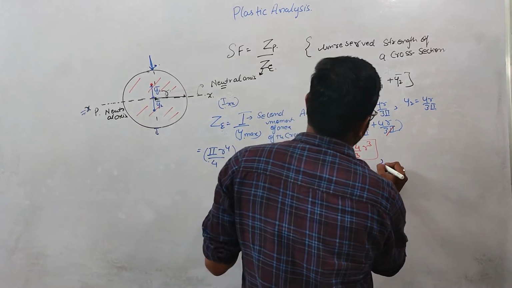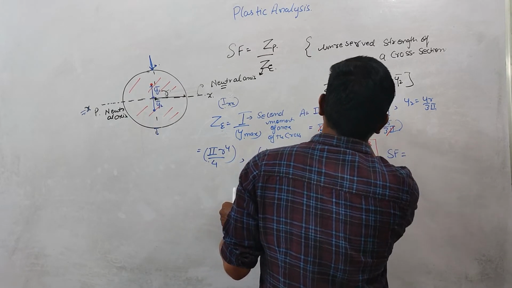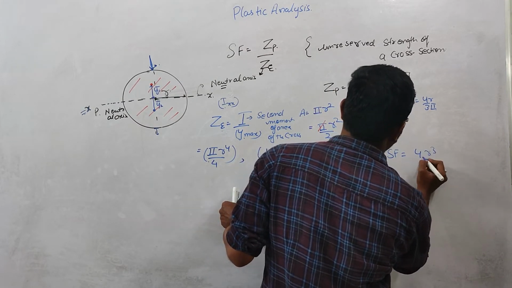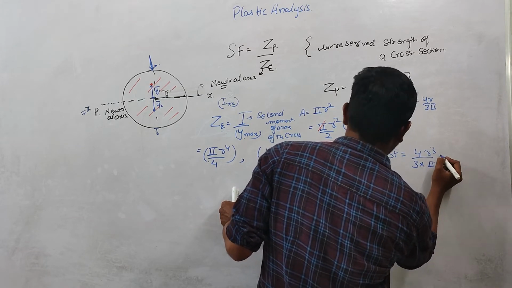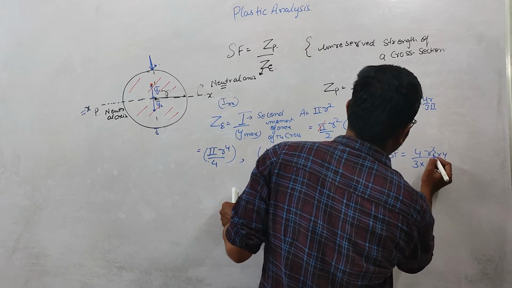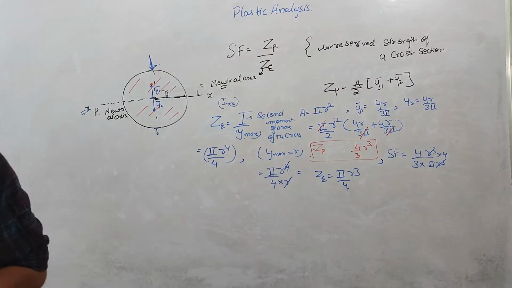If you put this value into the shape factor formula, the shape factor will be 4 r cube over 3 divided by pi r cube over 4, that is, pi r cube into 4. The r cube cancels, so the shape factor is 16 divided by 3 pi.